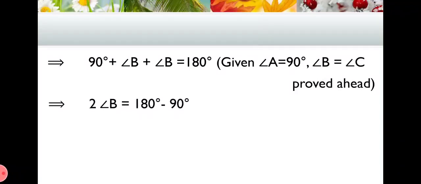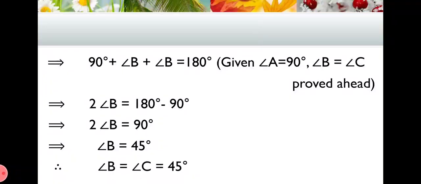Therefore, twice angle B equals 180 degrees minus 90 degrees. This implies that twice angle B equals 90 degrees, which implies that angle B equals 45 degrees. Now angle B and angle C both are equal. Therefore we get angle B equals angle C equals 45 degrees.